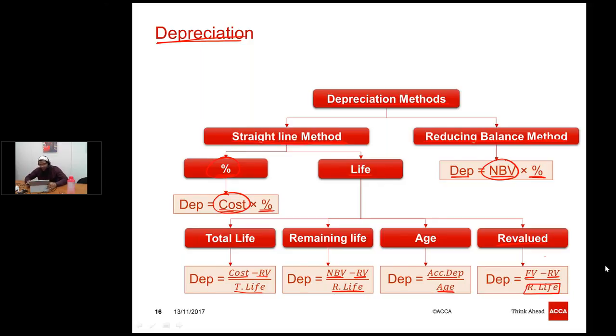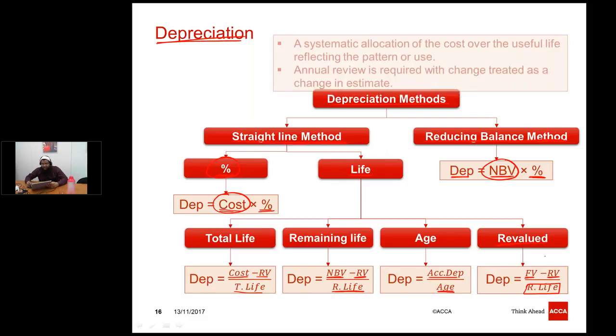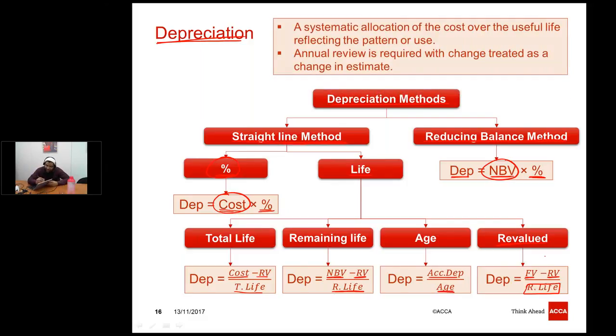Okay, now, so we are done with the depreciation. Now, two more small points that you have to remember. What is a depreciation? It is a systematic allocation of the cost over the useful life, reflecting the pattern of use. This is not or, this is of use. So if the pattern of use is same each year, this would result in a straight line depreciation. And if the benefit is reducing each year, we would move towards the reducing balance method.